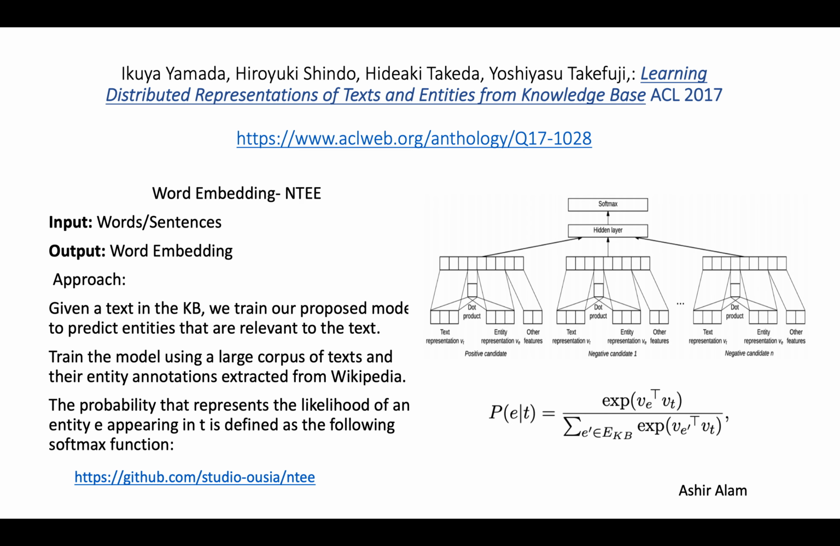So the training phase includes training the neural net model with a lot of data which is extracted from Wikipedia and DBpedia. Here we have a text representation, and then we have an entity representation, and then we are doing a dot product of the same. Then we pass it through a hidden layer, and the output is then passed to a softmax layer to give us the final embedding.